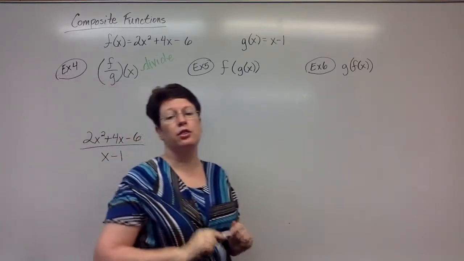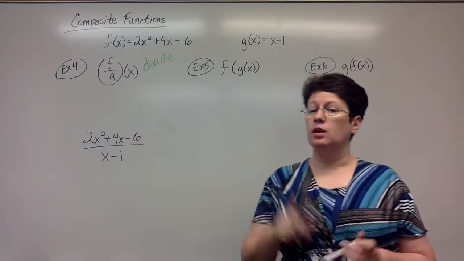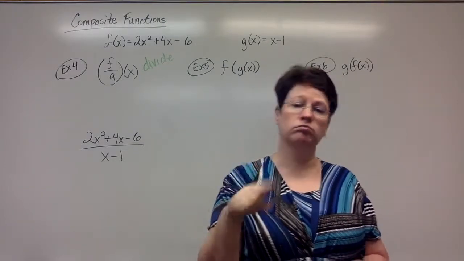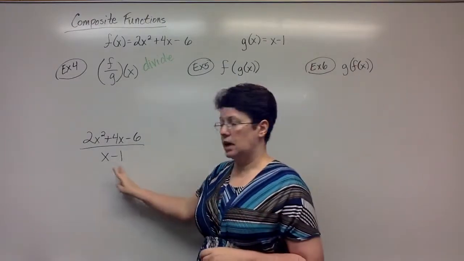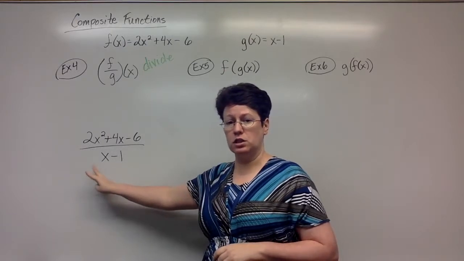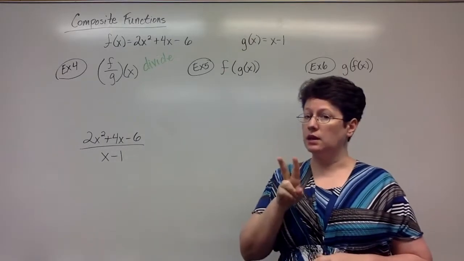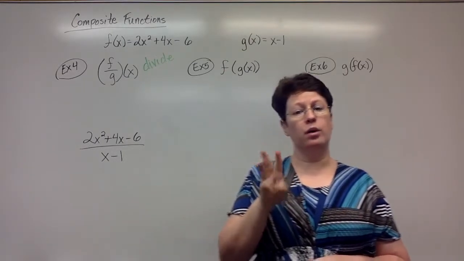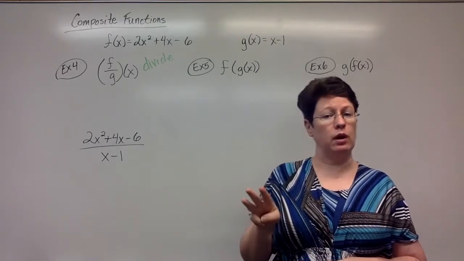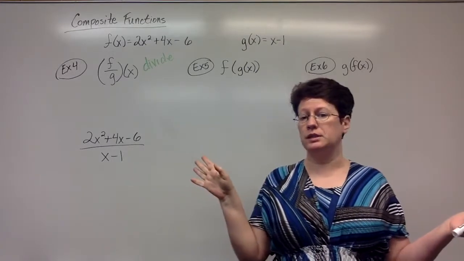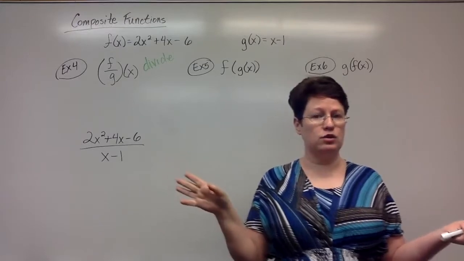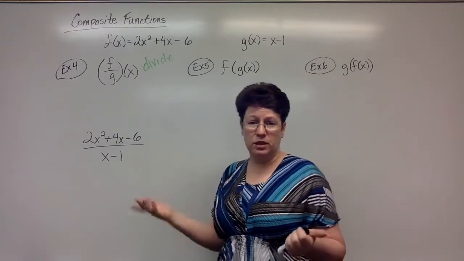Now we have 3 different options. We can do long division. Because this is an x minus 1, the leading coefficient is a 1, I could do synthetic division, or we can factor and cancel and write what's left. Your choice. It doesn't matter which method you choose, as long as you get the job done.